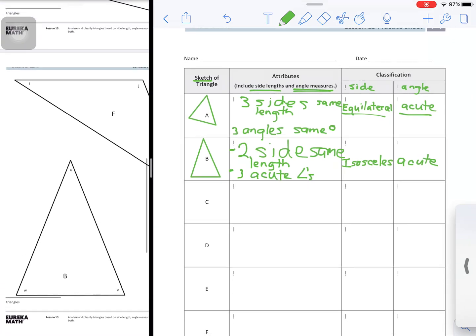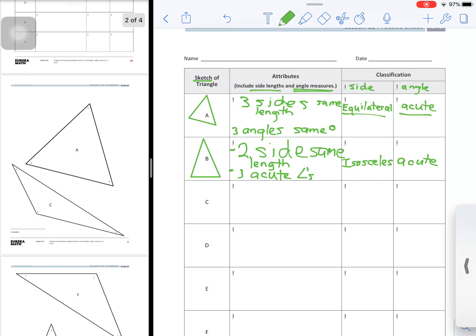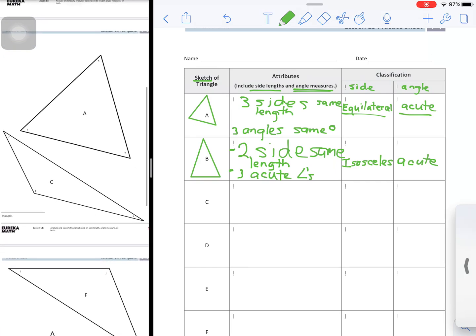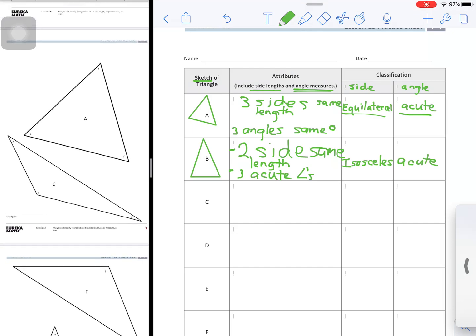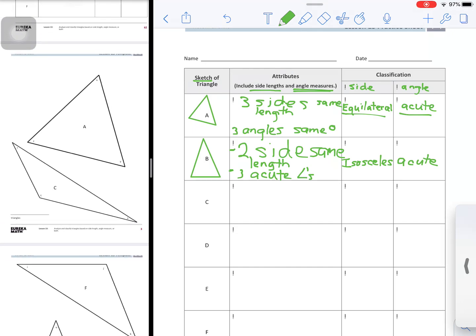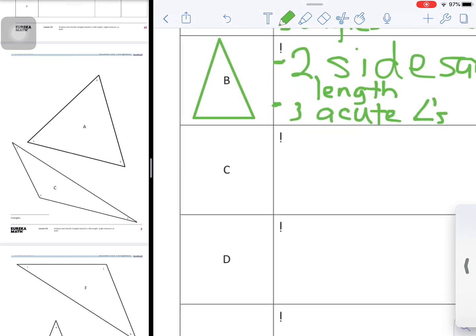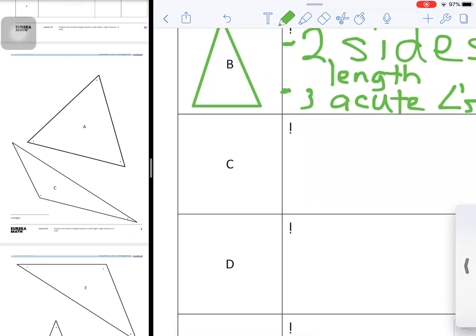All right, we're going to go back up to the first template for the triangles and take a look at C. Oh my goodness, this is not an acute triangle. We totally know that. So we're going to try to draw that. I'm going to make this a little bit bigger, give me a little more room. Try to sketch triangle C.